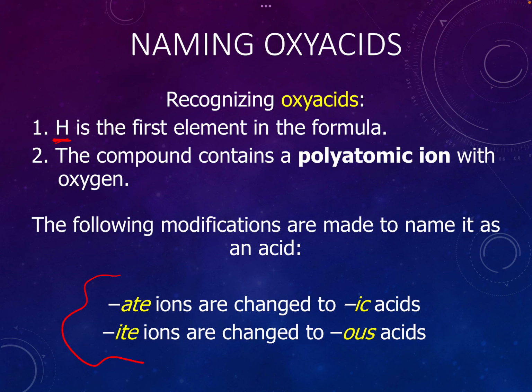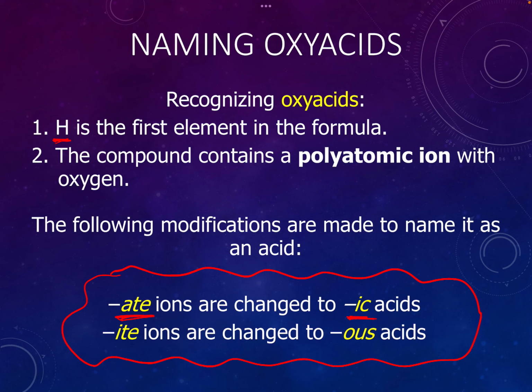So here's what I want you to remember. If you have an ate ion, it's going to become an ic acid. If we have an ite ion, it's going to be an ous acid. Okay? The way that I remember this is I ate something icky. So my ate ions turn into ic acids.